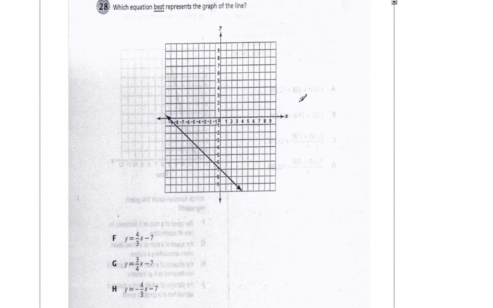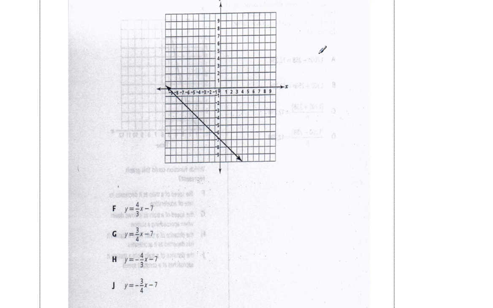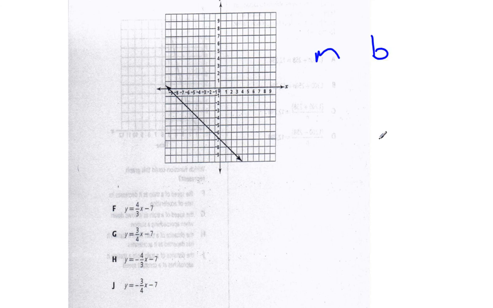Okay. Which equation best represents this line? So two things we need to know. We need to know the slope and we need to know the intercept. So the intercept's going to be -7. It pretty much tells us that. And there it is. Okay.